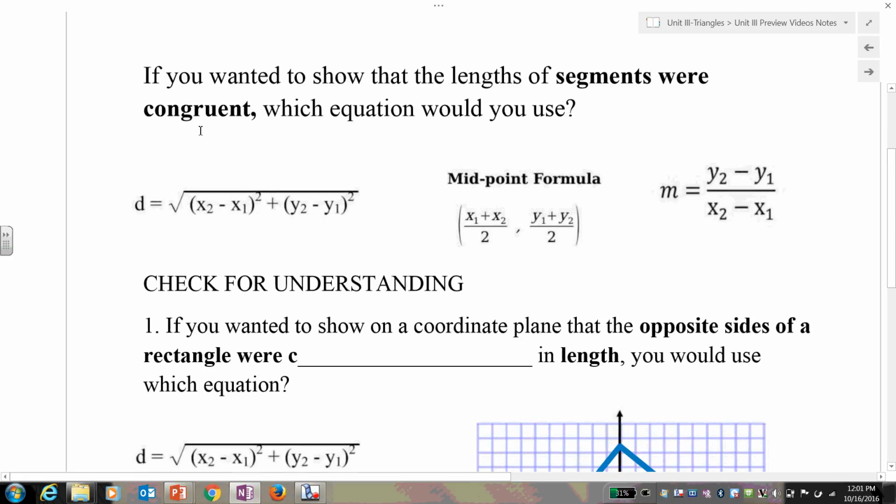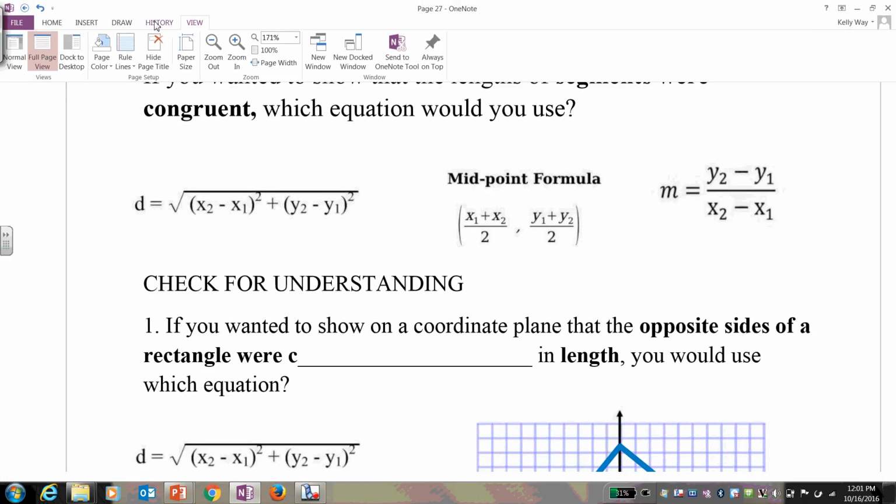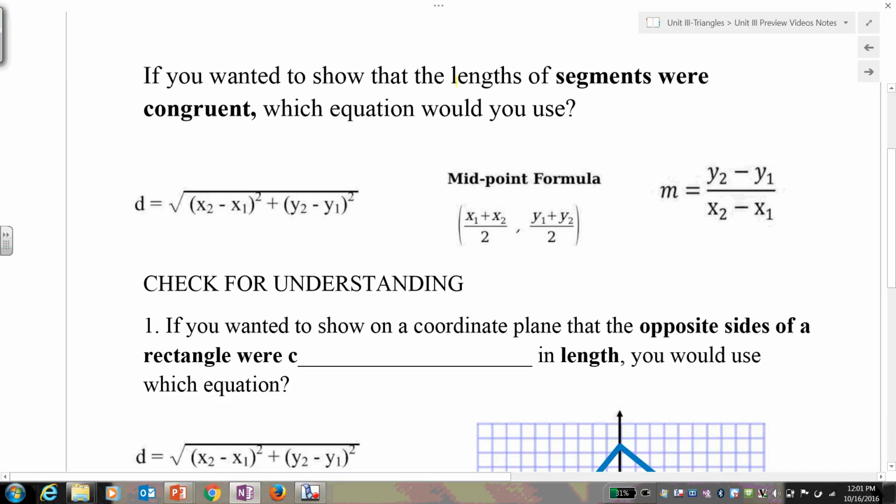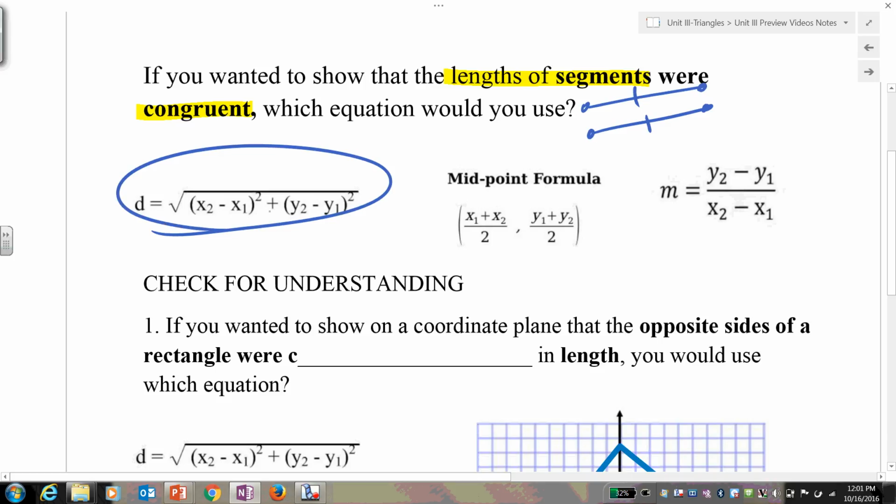If you wanted to show that the lengths of segments were congruent, which equation would you use? Distance, midpoint, or slope? 5 seconds. Congruent segments are things that have equal length, so we would use the distance equation.